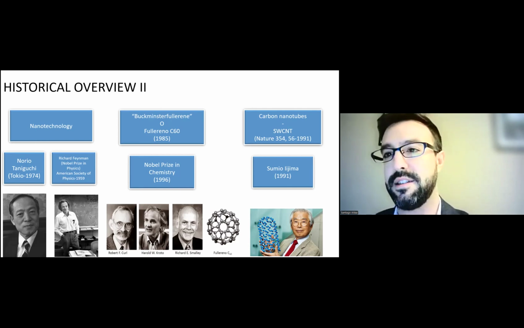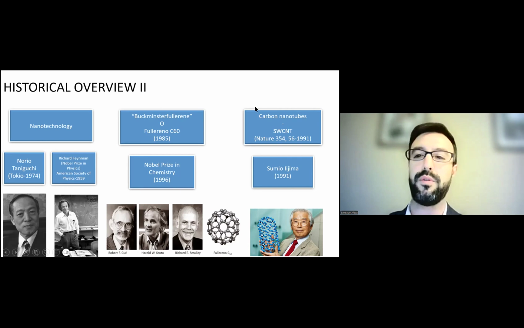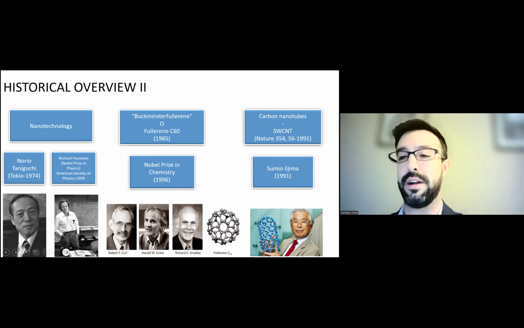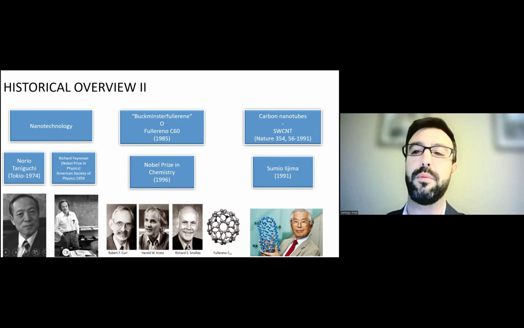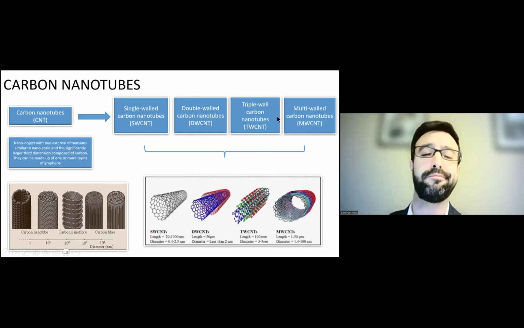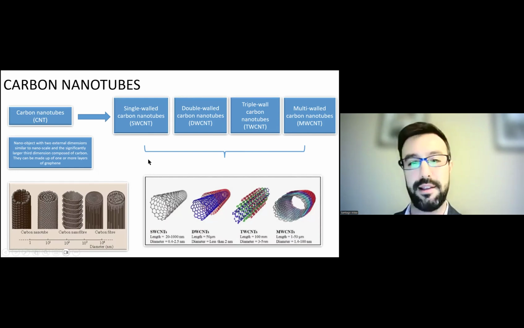And lastly, moving forward to the topic of this conference, carbon nanotubes were discovered or developed by Sumio Iijima in 1991, and the first one that was developed was a single-wall carbon nanotube. So we know that carbon nanotubes are nano-objects with two external dimensions at the nanoscale and a significantly larger third dimension, composed of carbon. They can be made up of one or more layers of graphene.